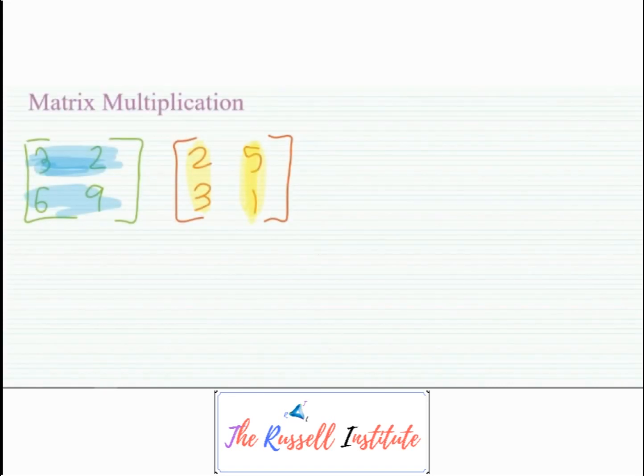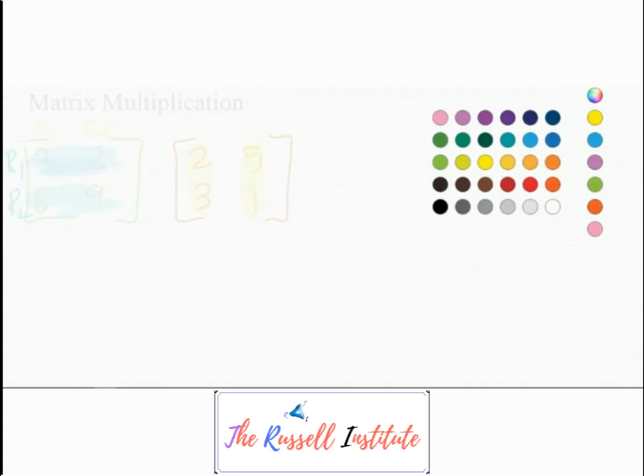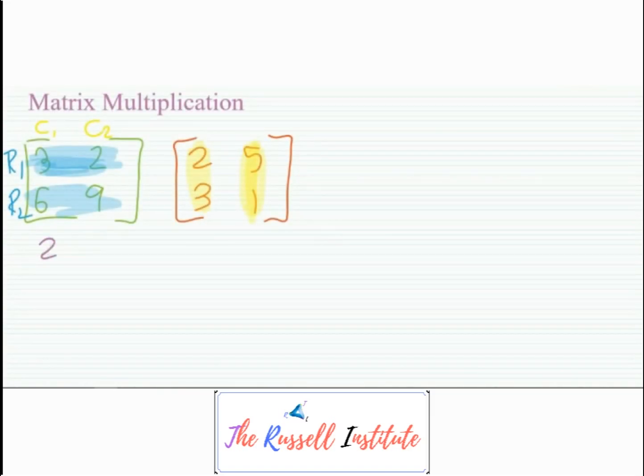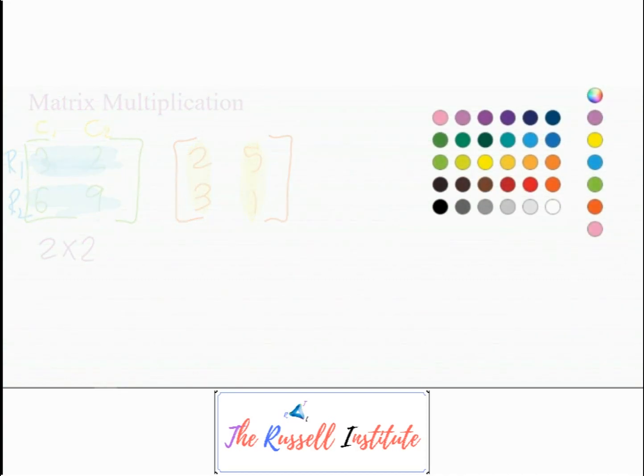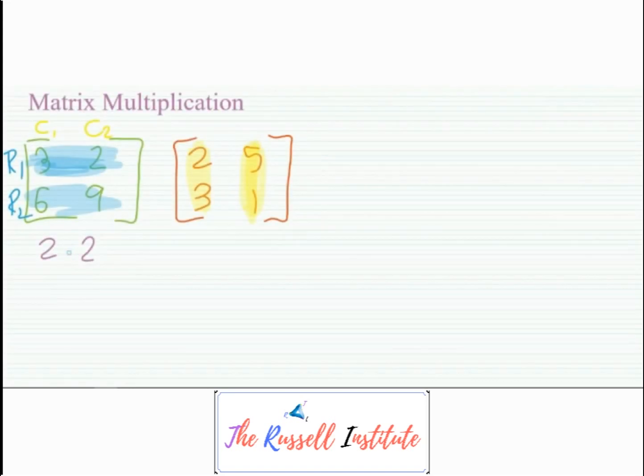Now, these matrices each have 2 rows and 2 columns. Row 1 there, row 2 there. And if we look up here, we have column 1 and column 2. So they have 2 rows and 2 columns, which makes them 2 by 2 matrices. So they're both 2 by 2.